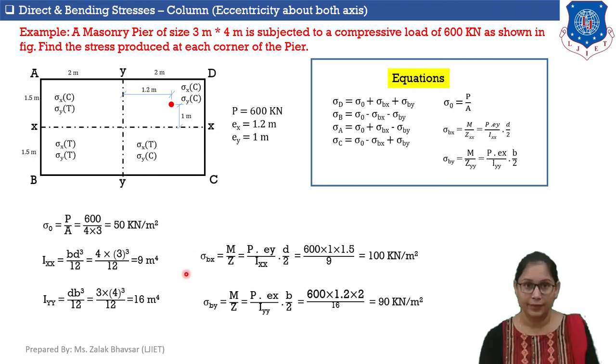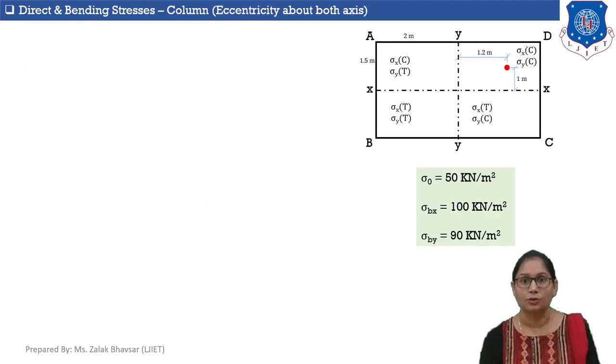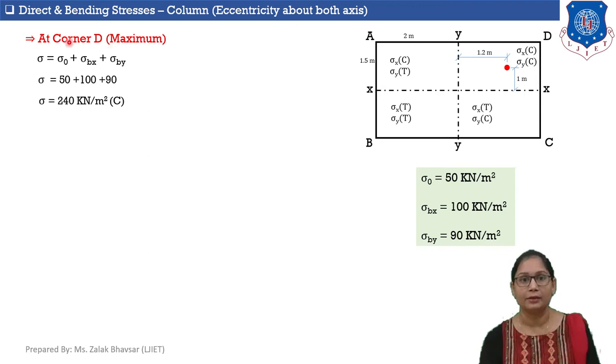Now, using all these values, let's calculate stresses at each corner of this column section. So here, these are the values that we calculated. Let's start with corner D. At corner D, we will get the maximum value of the stresses, because the load is nearer to corner D. To calculate total stresses at corner D, here is the equation.